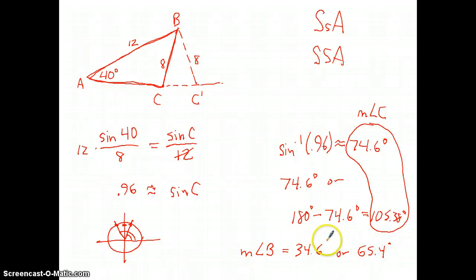Those are the two things that make 180. I should write this down here: 40 plus 105 plus 34.6 is 180. That's how I got that. And 180 is also 40 plus 74.6 plus this answer, 65.4. And that's what law of sines is good for, everybody.